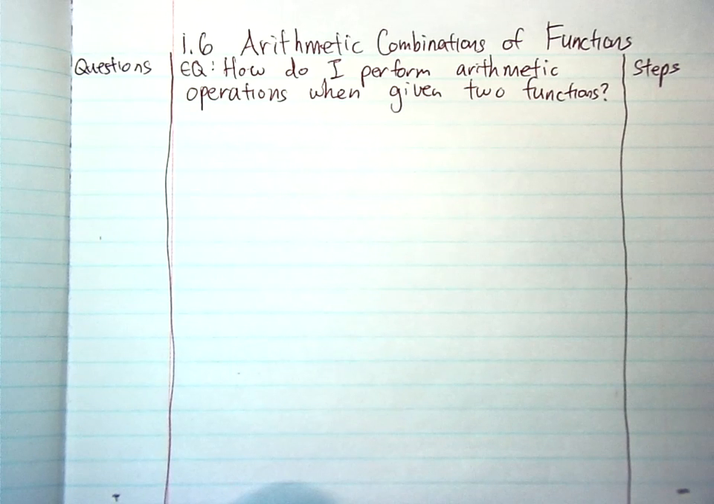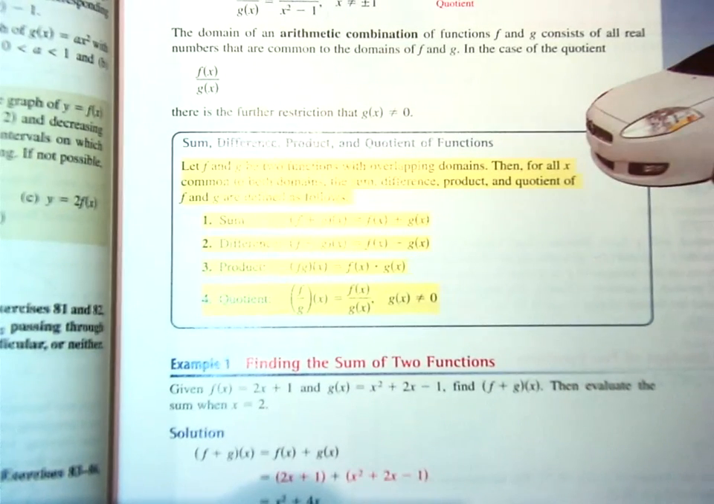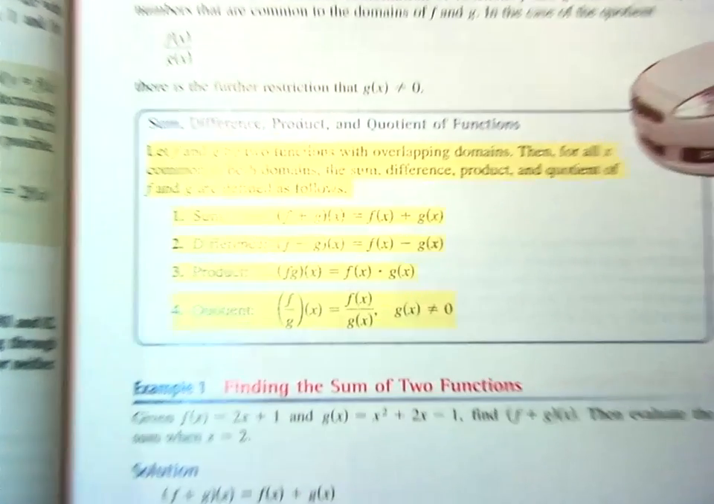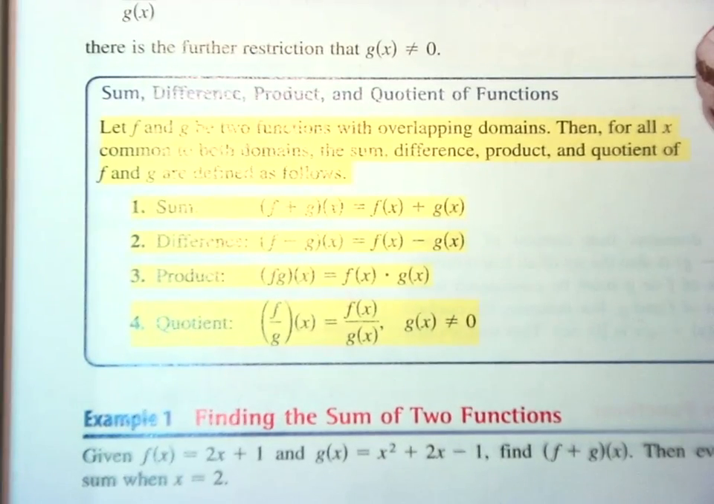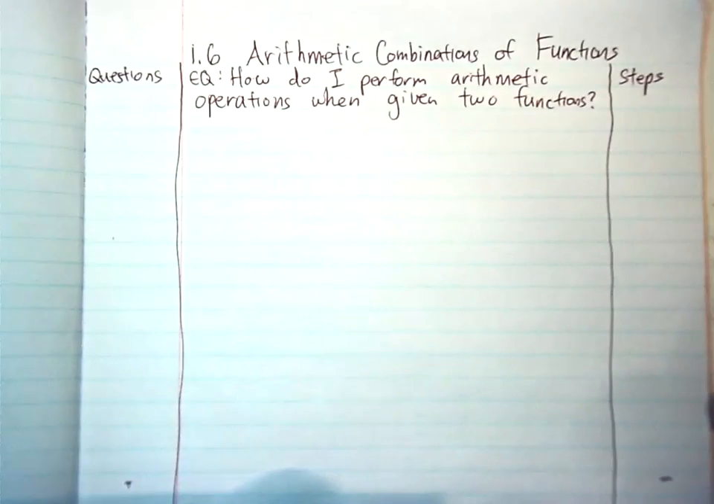This is 1.6, Arithmetic Combinations of Functions. Go ahead and read and write the essential question. It's how do I perform arithmetic combinations when given two functions? Have some notes for you to take just for notation purposes. So go ahead and write that down if you can see it. Okay, it's also in your book if you need it. Okay, so let's start doing some problems.